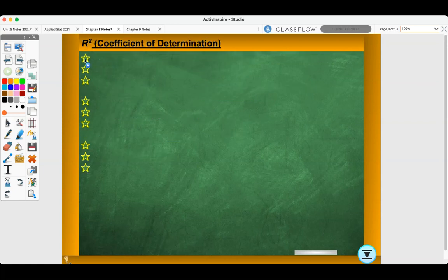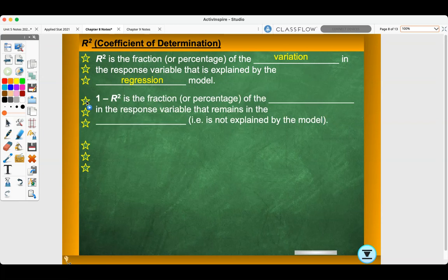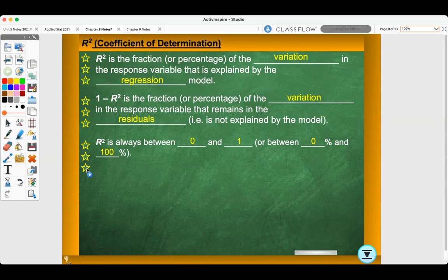R squared, coefficient of determination. R squared is the fraction or percentage of the variation in the response variable that is explained by the regression model. 1 minus R squared is the fraction or percentage of the variation in the response variable that remains in the residuals. This is not explained by the model. R squared is always between 0 and 1, or between 0 and 100%.